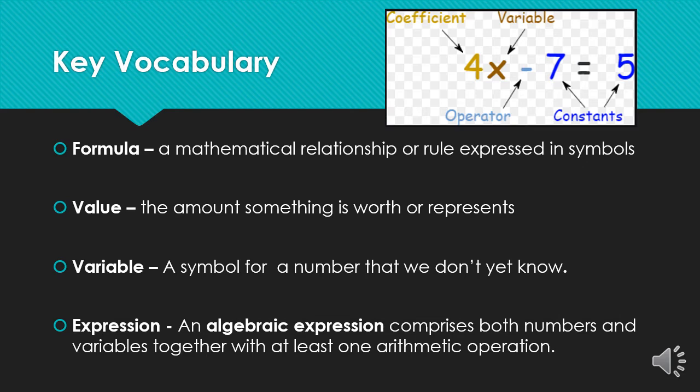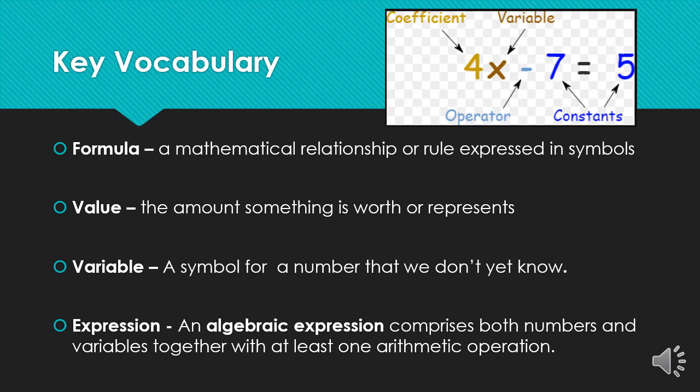So, it's a quick reminder that a variable is the symbol for a number that we don't yet know. A formula is a mathematical relationship or rule expressed in symbols, and a value is the amount something is worth or represents. An expression is an algebraic expression, which comprises both numbers and variables together with at least one arithmetic operation.